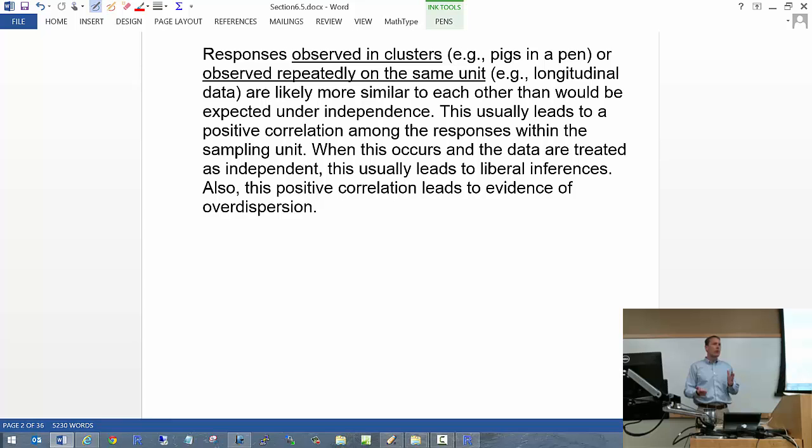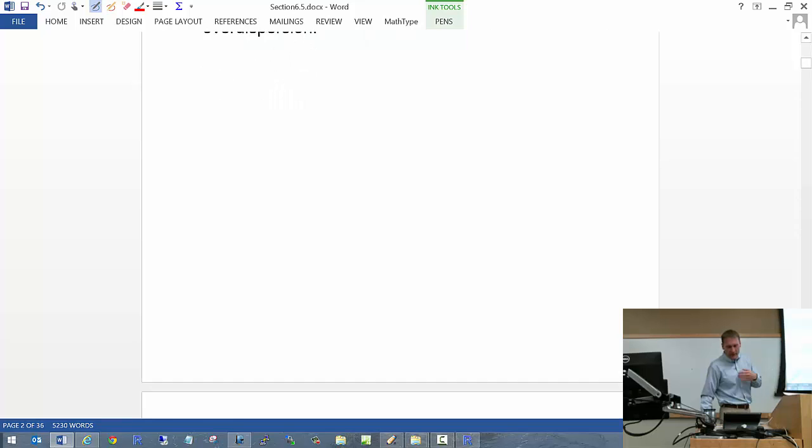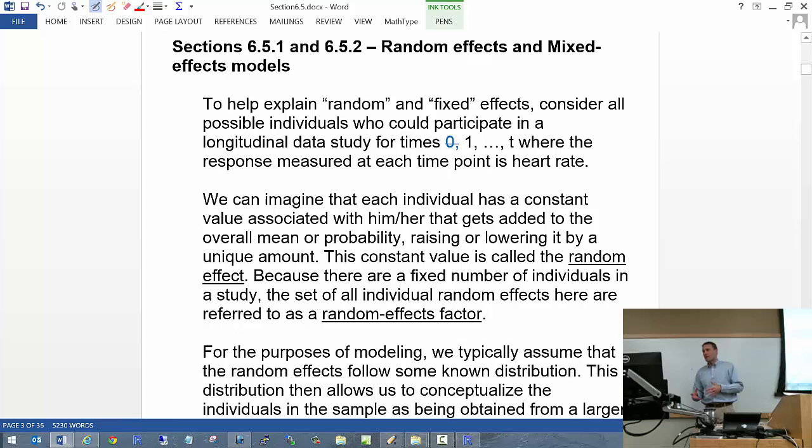We're rejecting when we shouldn't, essentially. Meaning that if I state that I have a type 1 error rate of 5%, in fact, if you have a liberal test, maybe it's 15% instead, or even higher. So that's why this is important to look at. And in this section, we are going to learn one way to take into account this dependence.